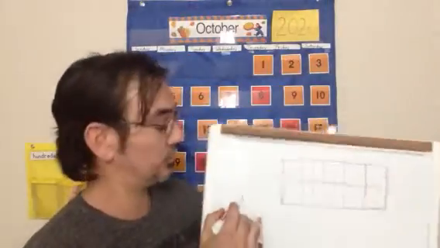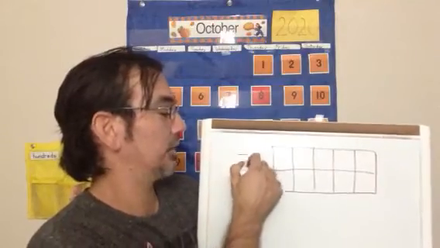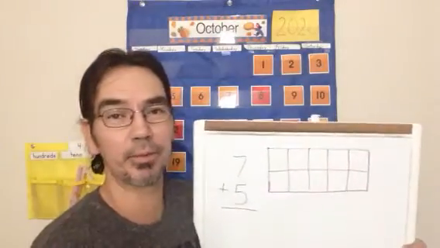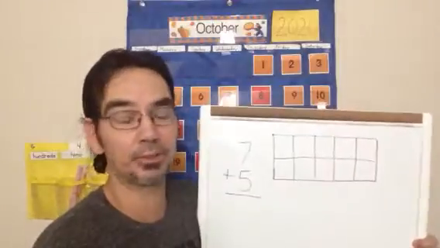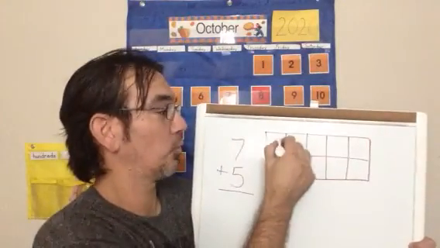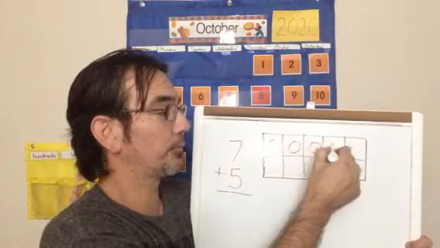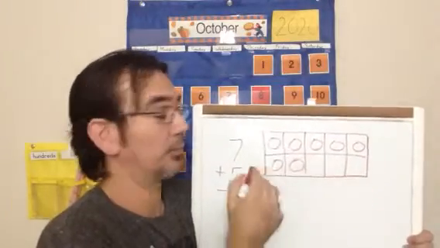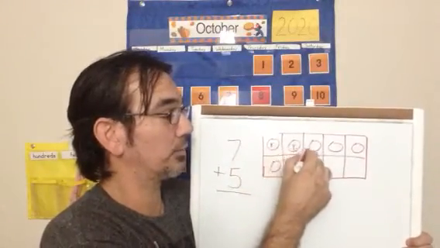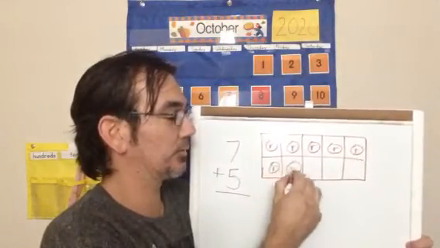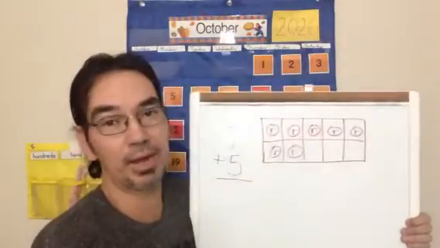So this time let's take 7 plus 5. Why not, right? 7 plus 5. So let's fill up that tens frame. We have 7, 1, 2, 3, 4, 5, 6, 7. And I'm going to mark those with an R. We're going to label them with R because those are our red counters. Now we have 5 more to add to that.